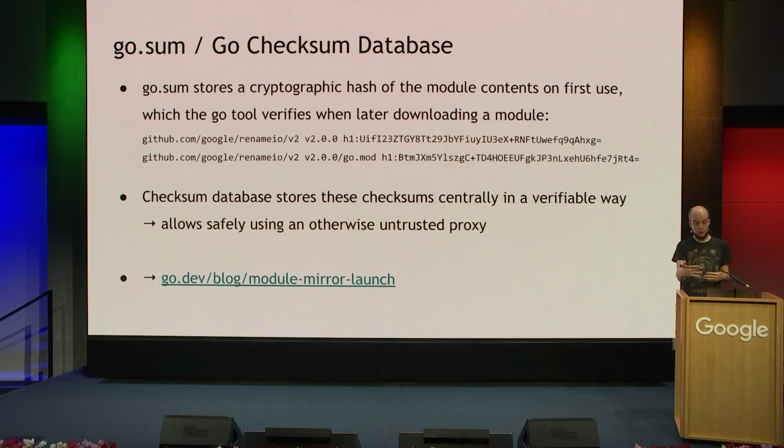But the Go tool goes one step further, and it actually stores all of these checksums also centrally in a verifiable way. So this uses a transparency log mechanism, kind of like TLS certificates, if you're familiar with that. And the interesting part here is that this design, where the Go tool has a built-in trust link to the Go checksum database, and all of the proxies also proxy the checksum database, means that you can safely use an otherwise untrusted proxy. So if some of you were to spin up a proxy and tell me, look, this is the greatest, latest, newest proxy, please use this, I could totally use it, even if I don't trust you, because I know that the Go tool will verify the checksums.